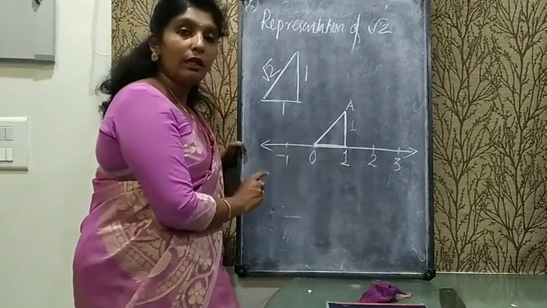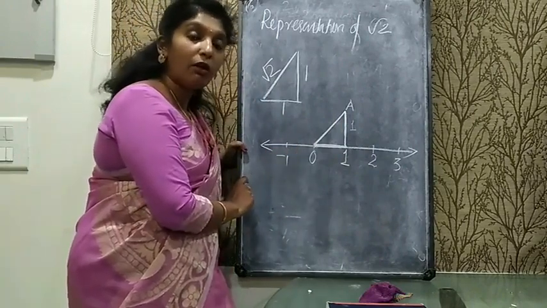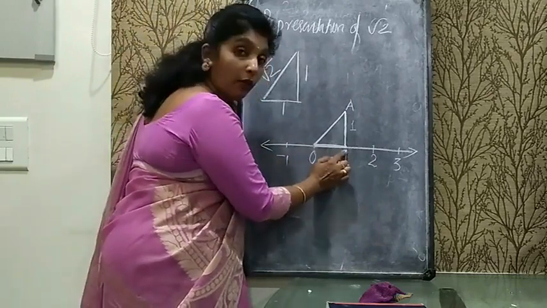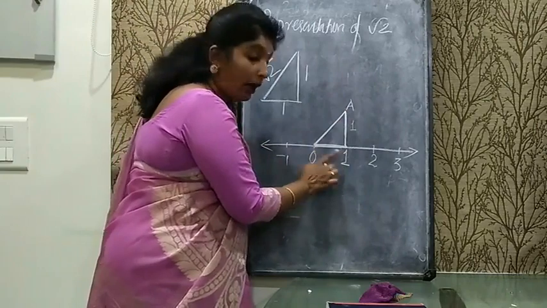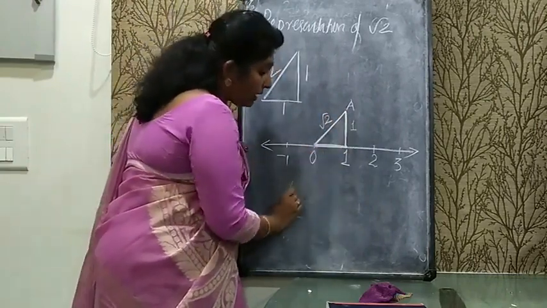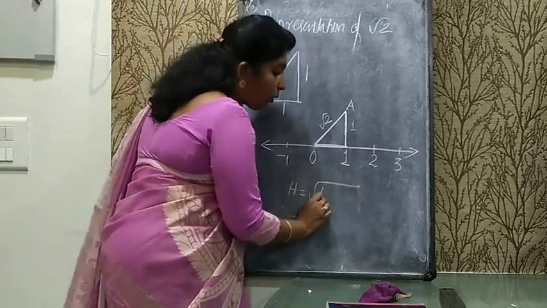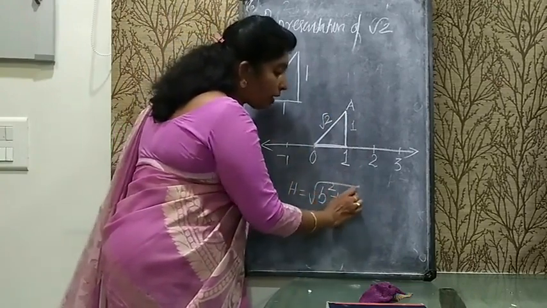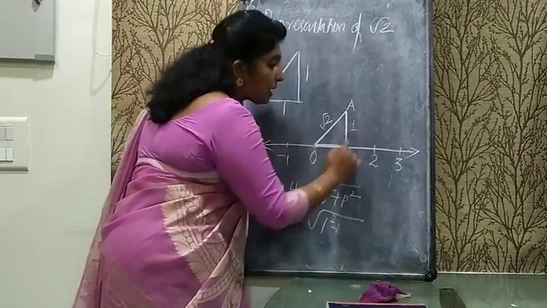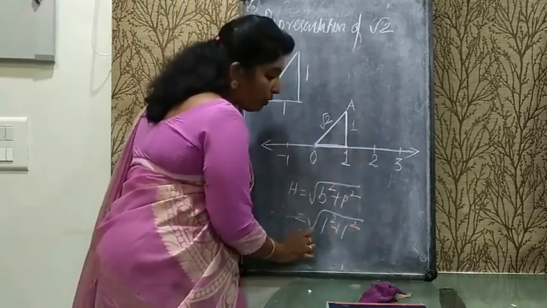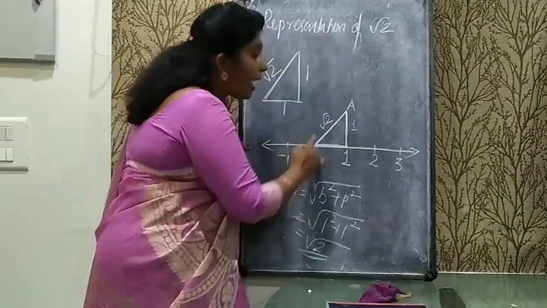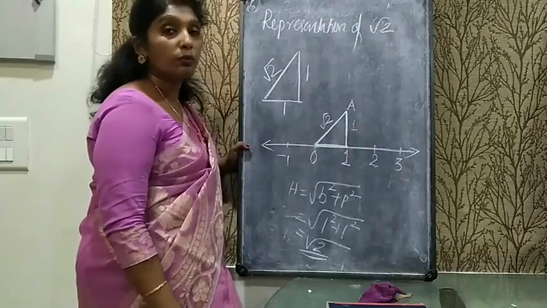So here you can see that we drew a right angle triangle on a number line whose base is 1 unit, perpendicular is 1 unit and the hypotenuse is root 2, because hypotenuse is equal to under the root base square plus perpendicular square, that is under the root 1 square plus 1 square, that is equal to under the root 1 plus 1, which is 2. So the hypotenuse is root 2.